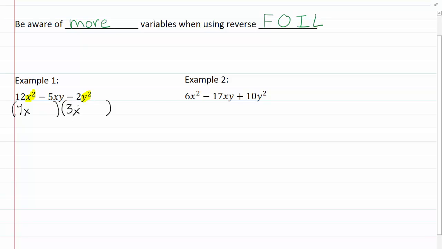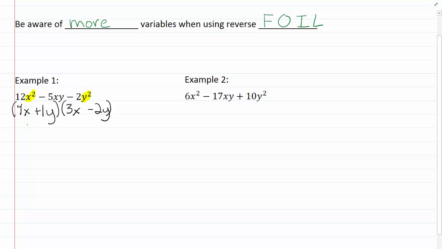And then I also have, for our last terms, this minus 2y squared. So I want to remember that there's a y squared right here, so I need more than just a number for my last terms down here. So I want something that multiplies together to give me negative 2. So I'm going to say, how about a minus 2 right here and a plus 1 right here. And then I definitely need to have my y's, so that the y times the y will give me the y squared.